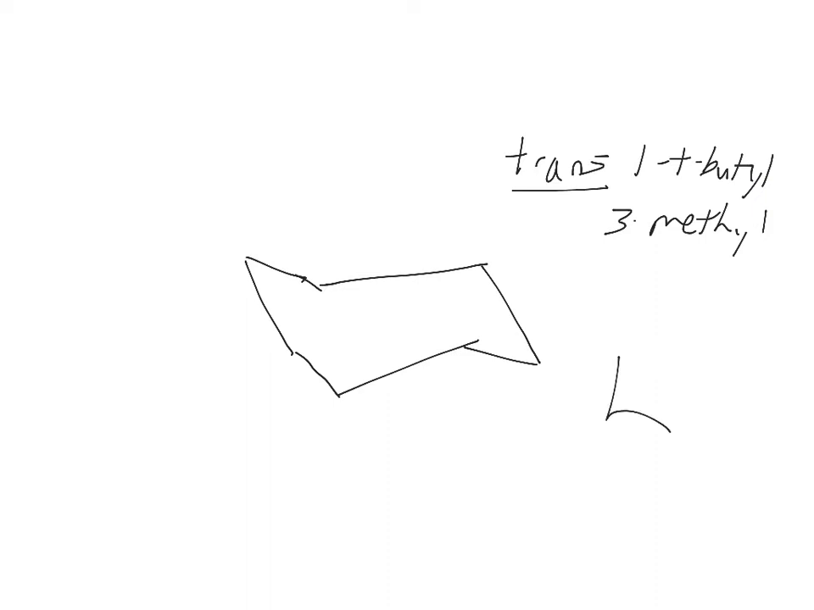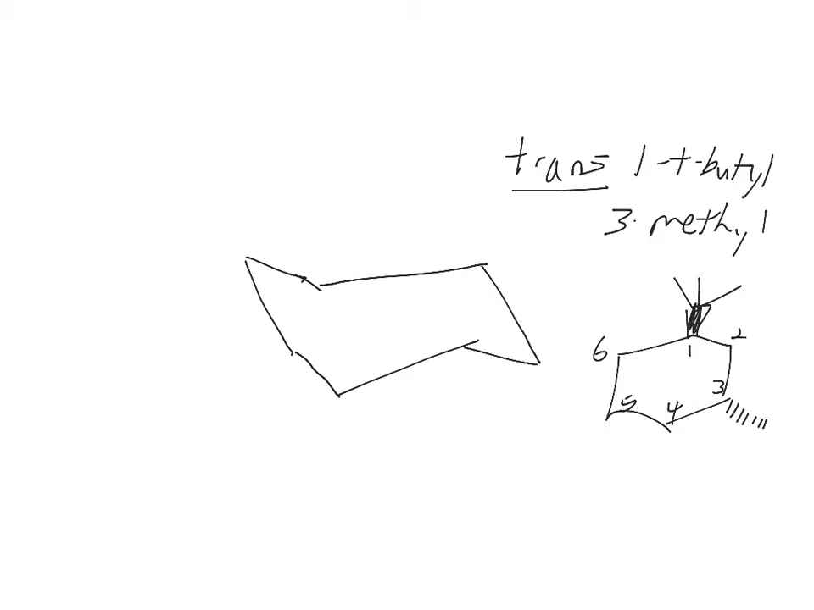Okay, so first thing I would do is draw it with wedges and hatches. Tert-butyl is on carbon 1, and the methyl is on 3, and they're opposite each other. So 1, 2, 3, 4, 5, 6. That's what trans 1 tert-butyl 3 methyl cyclohexane is. Now we need to put it into a chair conformation. So the first thing you need to remember is tert-butyl is a big group. And if it's a large group, you want to make sure it's in which place, axial or equatorial? Equatorial.